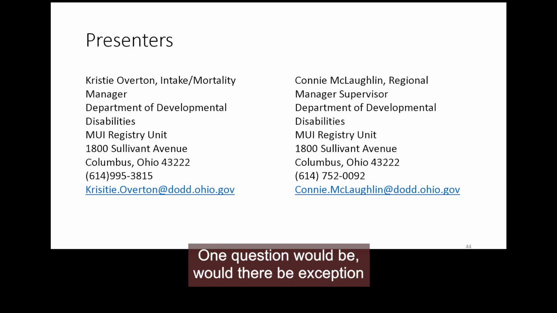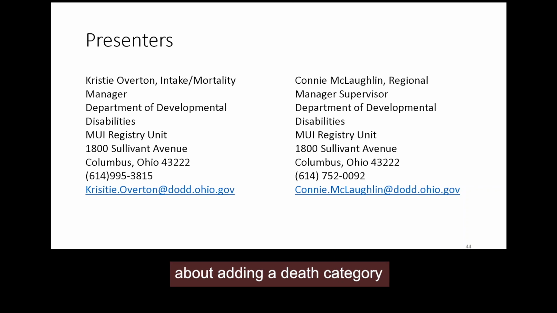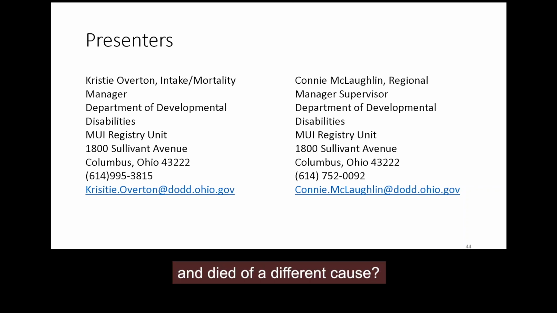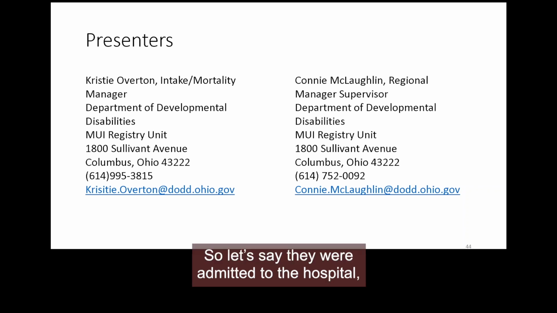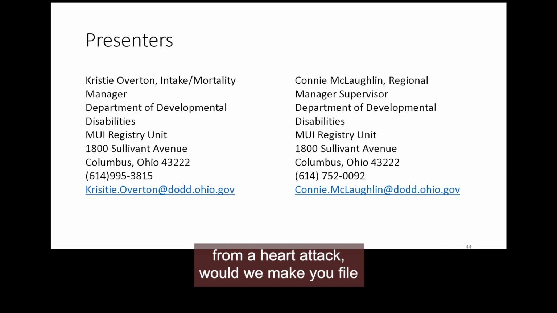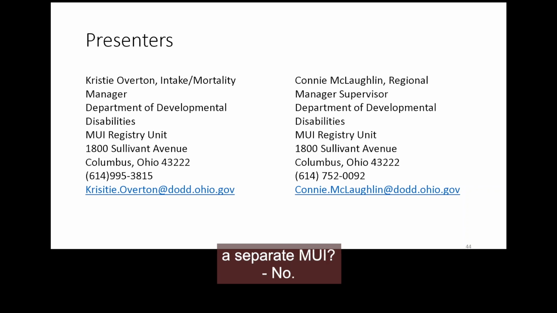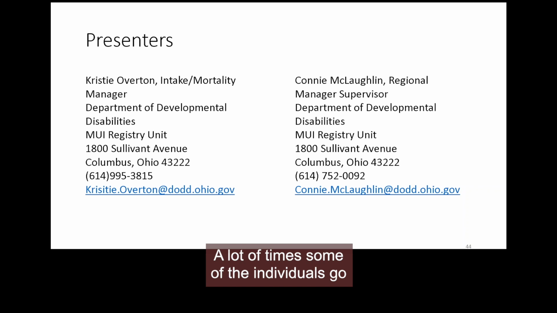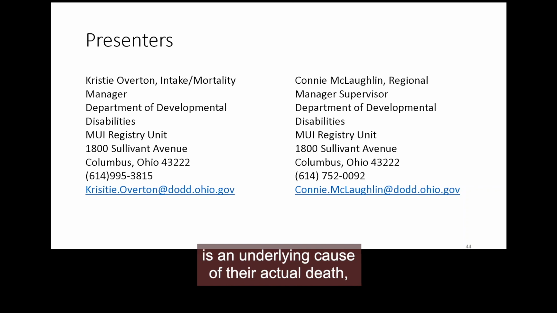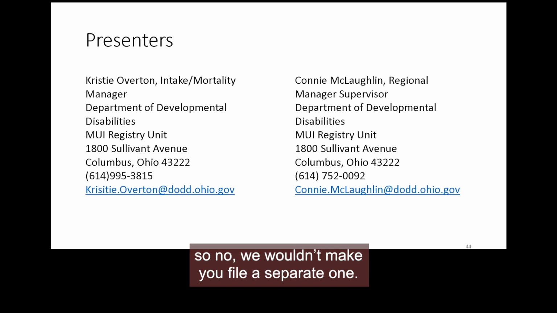One question would be, would there be an exception about adding a death category to an unanticipated hospitalization if someone was released from the hospital and died of a different cause? So let's say they were admitted to the hospital and then later released and then died at home from a heart attack. Would we make you file a separate MUI? No. A lot of times some of the individuals go into the hospital for one thing, but when they're discharged, it's something completely different. Or when they die, whatever they went into the hospital for is an underlying cause of their actual death. So no, we wouldn't make you file a separate one.